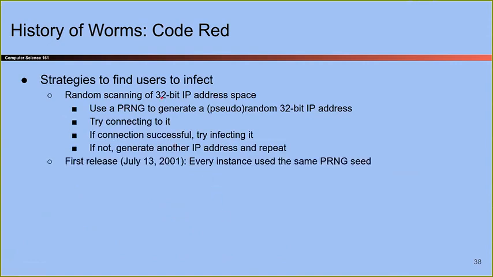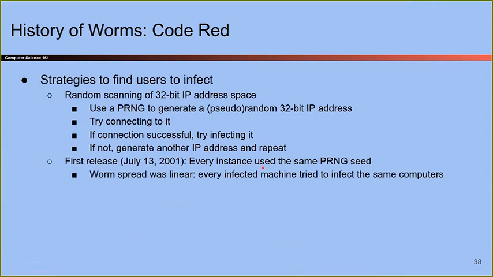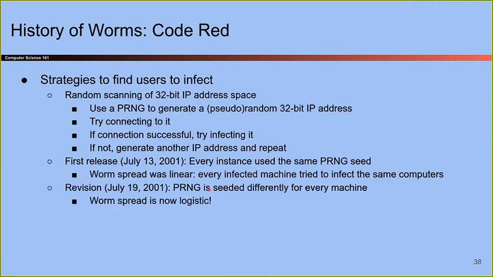Right? The problem with random scanning is if they're using a PRNG for randomness, initially every instance used the same seed. So guess what that means? That means everybody is trying to infect the same computers because everyone has the same PRNG seed. So every copy of the worm is trying to infect the same computer. So you get basically a linear spread. You get one new worm per minute or something. But then they revised it 6 days later to use a different PRNG, and now we got that logistic curve that you saw earlier. So this actually was a buggy worm at the beginning that fixed it and it became logistic.